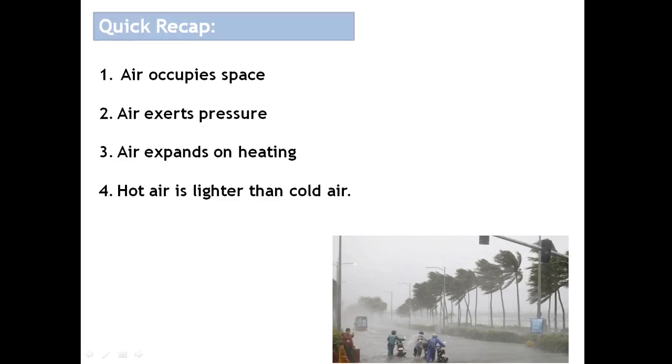Welcome to the second session of lesson 7, that is air, winds and cyclones. In our previous session, we have studied some activities like air occupies space, air exerts pressure, air expands on heating, and hot air is lighter than cold air.